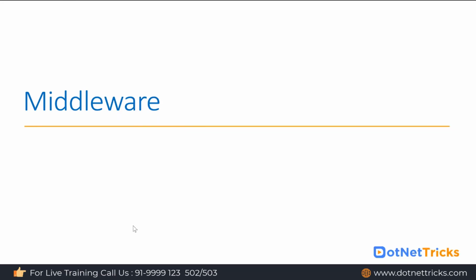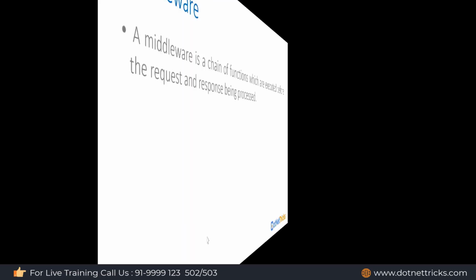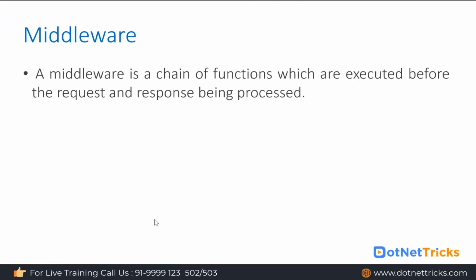Middleware. So let's understand what middleware we have in ASP.NET Core. Middleware is a chain of functions which are executed before the request and response are processed. So if you are willing to inject your code before the request processing, with the help of middleware we can do it in ASP.NET Core. Same way, before the response is rendered on the client side, if you want to intercept the response, with the help of middleware we can do it.